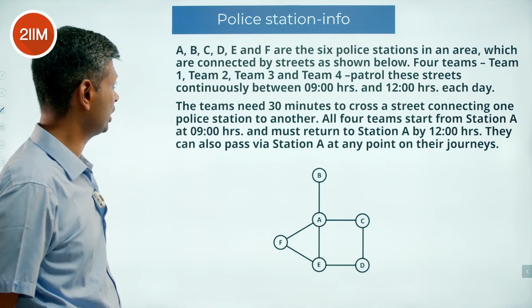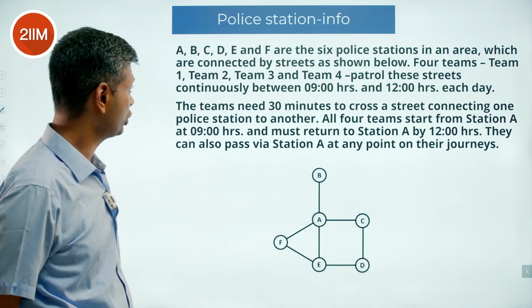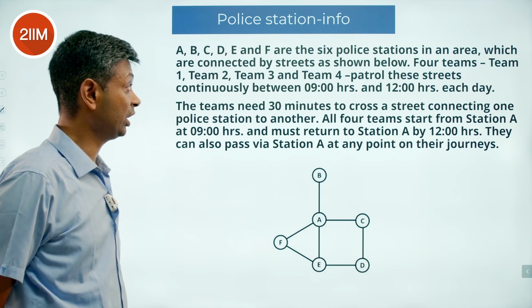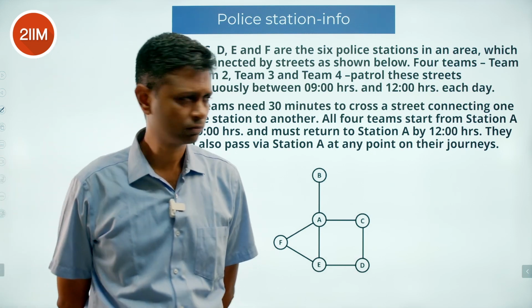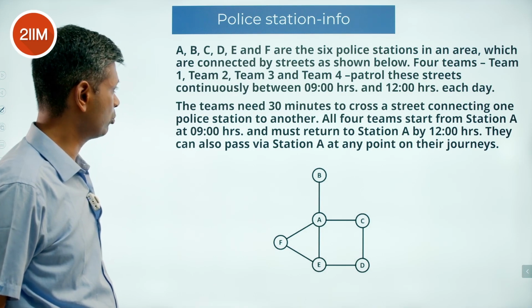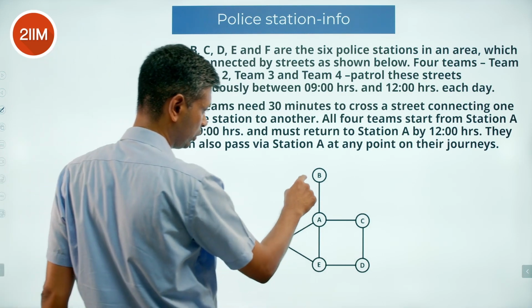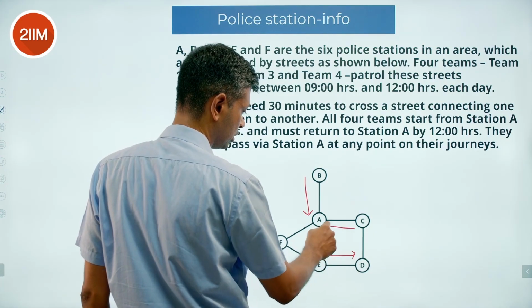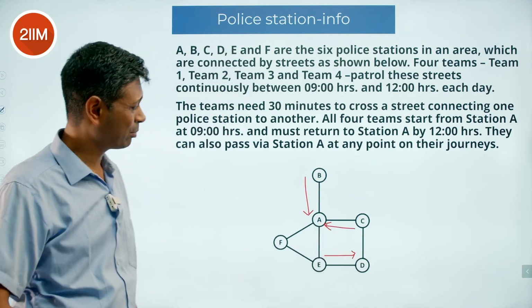It's an area which are connected by streets as shown below. 4 teams, team 1, team 2, team 3 and team 4 patrol these streets continuously between 9 o'clock and 12 o'clock. The teams need 30 minutes to cross a street connecting one police station to another. So to go from here to here, they'll take 30 minutes. To go from here to here, they'll take 30 minutes. This way, 30 minutes.